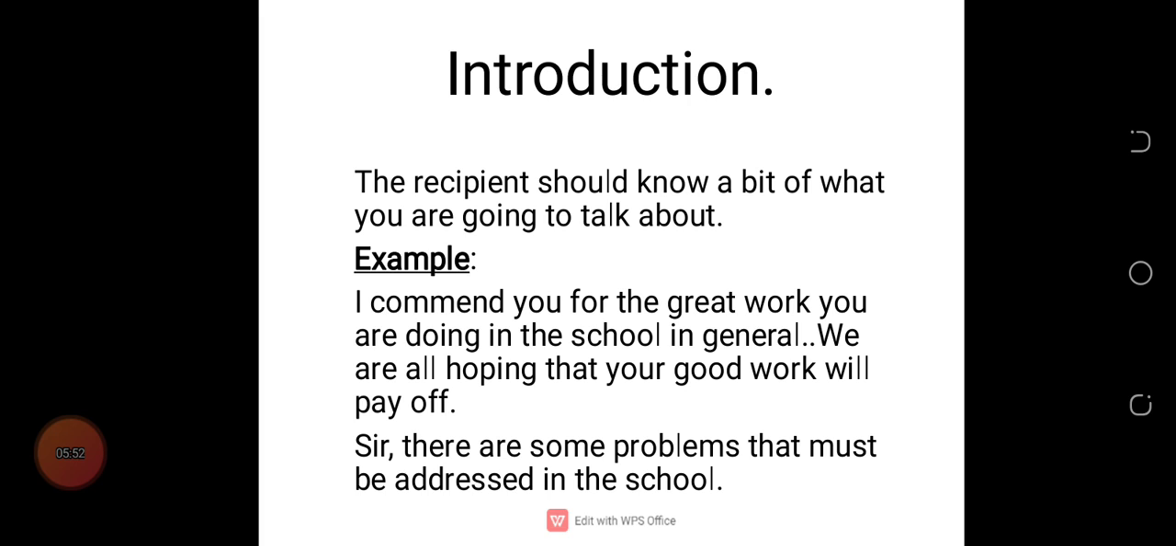Then from there, move to the introduction. The recipient, the one receiving the letter, should know a bit of what you are going to talk about. So for the introduction, you only give a gist. The person should have an idea of what you are going to write. You may ask, what of the heading? Yes, the heading is just a brief of what you are going to really talk about. So for the introduction, you would want to tell the person why you are writing the letter.